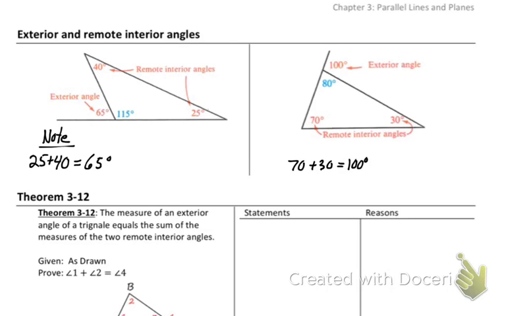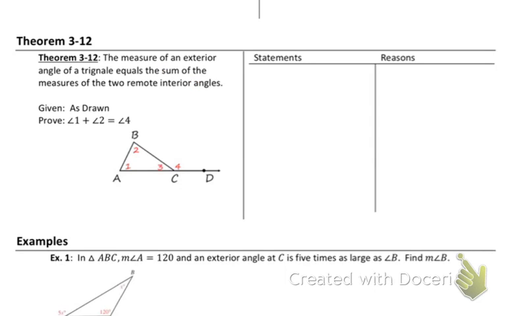All right, and that leads us to our next theorem. We're not going to prove this one. If we had time, it'd be awesome, but we're not going to prove it. We're just going to say the measure of an exterior angle of a triangle. Let's just say triangle. That should be triangle, I gotta fix that. Equals the sum of the measure of the two remote interior angles.